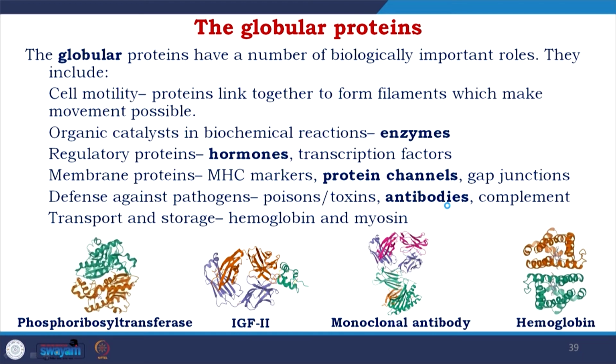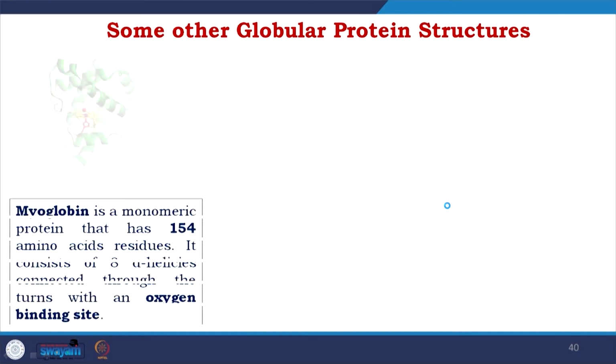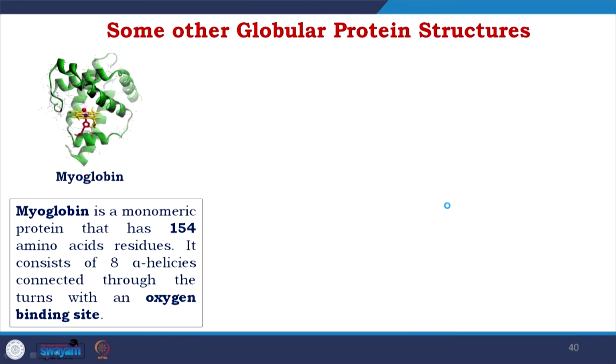So, here you see phosphoribosyl transferase, which is an enzyme, IGF-2, a hormone, monoclonal antibody, which is an antibody giving us defense, hemoglobin for blood transport. Some other globular proteins: myoglobin is a monomeric protein that has 154 amino acid residues. It consists of 8 alpha helices connected through turns with an oxygen binding site. So, we talked about hemoglobin. Hemoglobin is a multimeric protein, myoglobin is a monomeric protein. Myoglobin is one of the first proteins which was studied and crystallized.